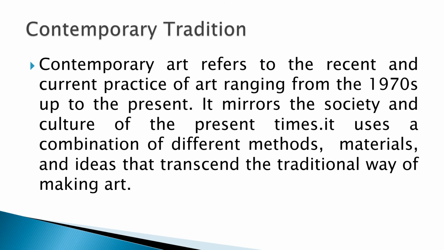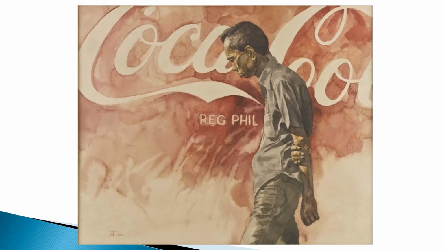This is an example of Filipino art during the Japanese occupation. Contemporary tradition. Contemporary art refers to the recent and current practice of art ranging from the 1970s up to the present. It mirrors the society and culture of the present times. It uses a combination of different methods, materials, and ideas that transcend the traditional way of making art. This is an example of a contemporary artwork.